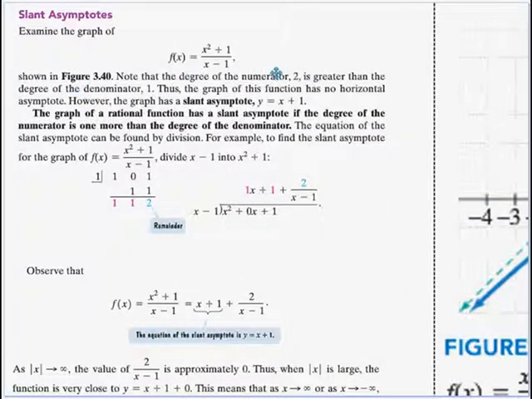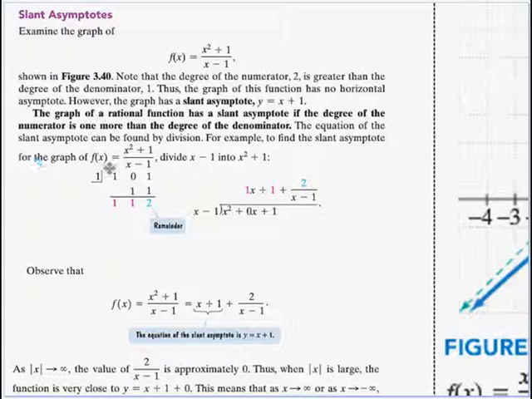Note that the degree of the numerator is 2, and it's greater than the degree of the denominator, 1. Thus, the graph of this function has no horizontal asymptote. However, the graph does have a slanted asymptote, y equals x plus 1. The graph of a rational function has a slant asymptote if the degree of the numerator is 1 more than the degree of the denominator. The equation of the slant asymptote can be found by division.